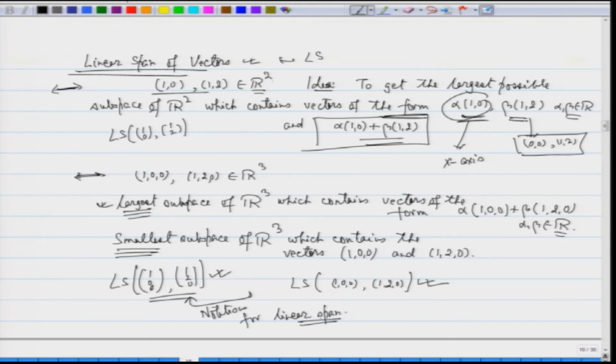So, understand it, linear span means I want the largest subspace which has this form, at the same time it is the smallest subspace which contains (1,0,0) and (1,2,0), fine. So, understand. Now, if I am saying that (1,0,0) belongs to a subspace, all right. What does it mean?